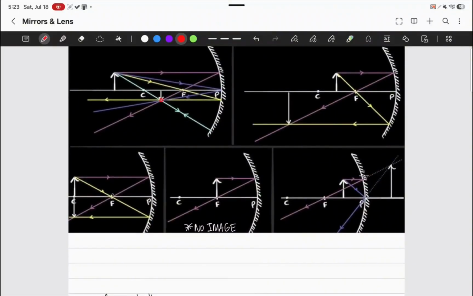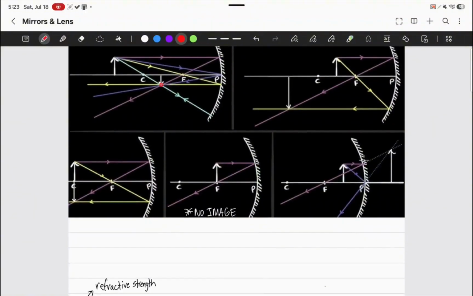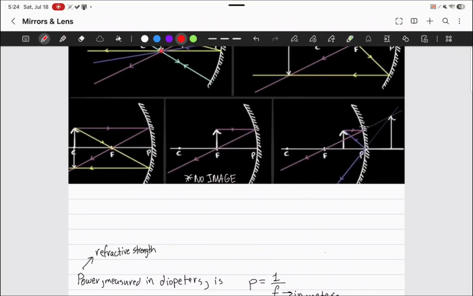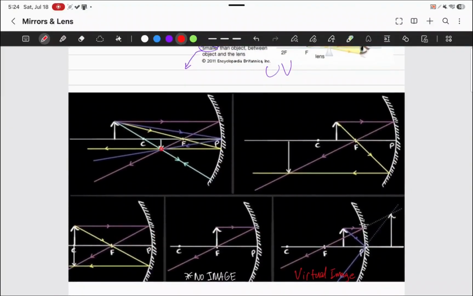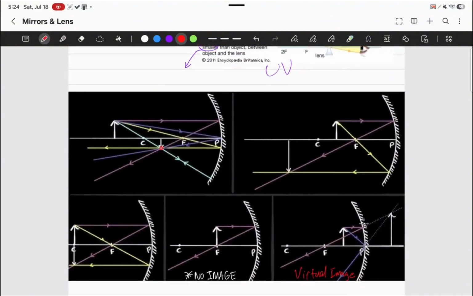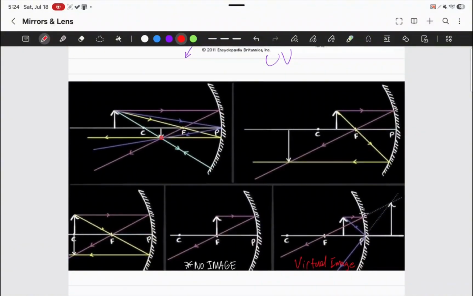If it's exactly at the center of curvature, then it would be real and inverted, but it would not be magnified or reduced. If it's at the focal point, there's no image, and if it's after that, then it's a virtual image. This is a virtual image. Why am I showing you this? I'm showing you this to see the similarity between a concave mirror and a convex lens. They both follow similar rules, the only difference being that one is on the same side, and the other is on the opposite side.